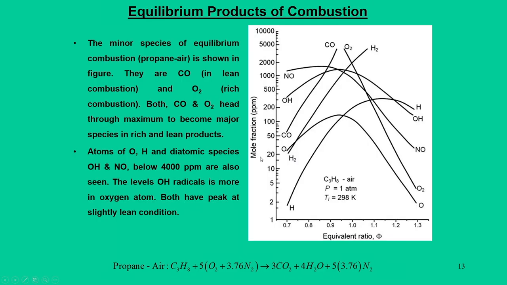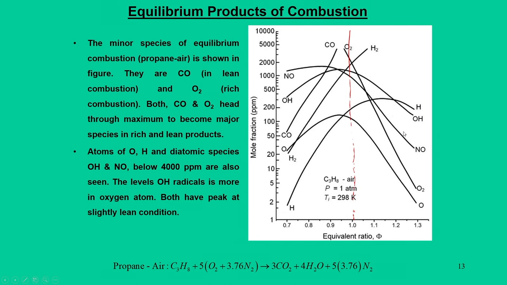Now, let us understand what are the minor species that pop in. In general, minor species can be in the form of oxygen atom, hydrogen atom, OH, NO; all of this formation can happen. And all of them are plotted with respect to mole fractions. As you see, if you drop a vertical at equivalence ratio 1, we can get much information. With respect to this reference, let us start one by one.